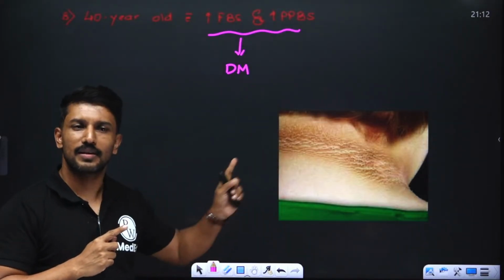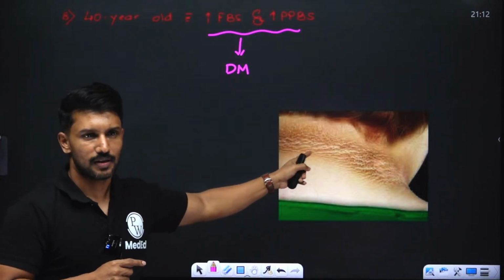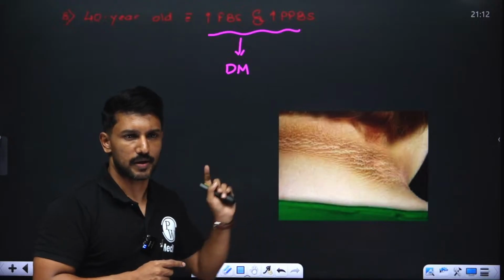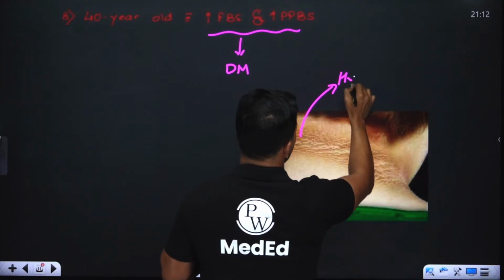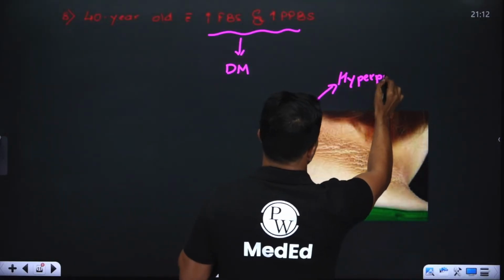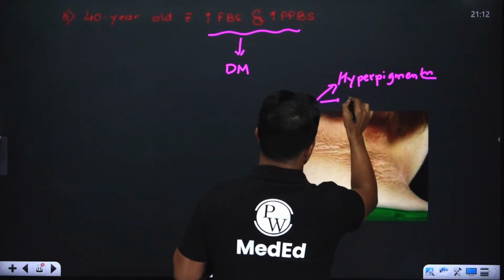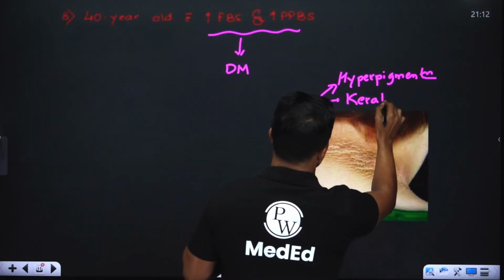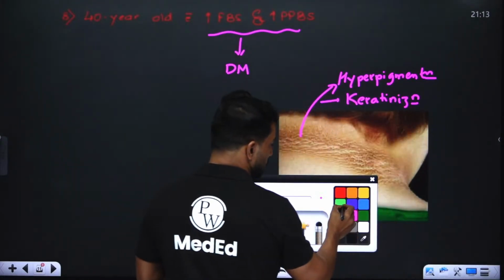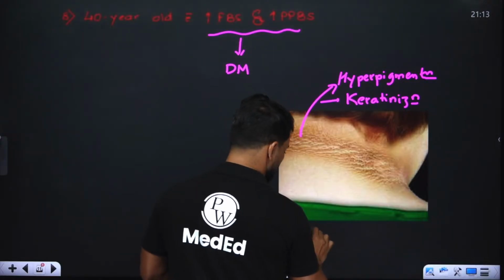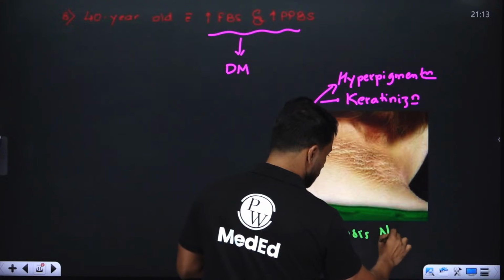You can see two things you notice in the nape of the neck of this patient. First, there is pigmentation. Second, there is hyperkeratinization, right? Increased keratin production and pigmentation. So there is hyperpigmentation and keratinization. What do we call this finding? This finding is called acanthosis nigricans.